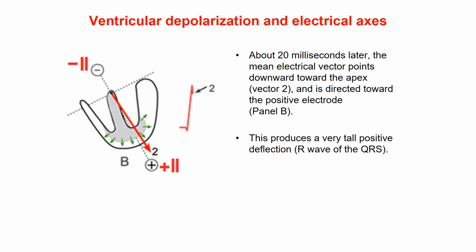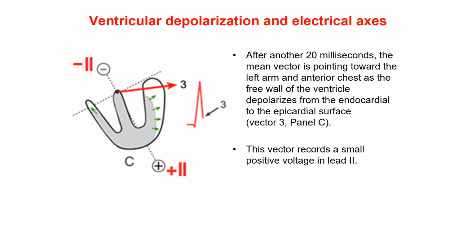About 20 milliseconds later, the mean electrical vector points downward toward the apex, vector 2, and is directed toward the positive electrode, panel B. This produces a very tall positive deflection, R wave of the QRS. After another 20 milliseconds, the mean vector is pointing toward the left arm and anterior chest as the free wall of the ventricle depolarizes from the endocardial to the epicardial surface, vector 3, panel C. This vector records a small positive voltage in lead 2.